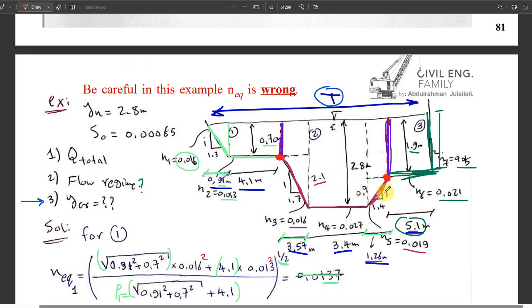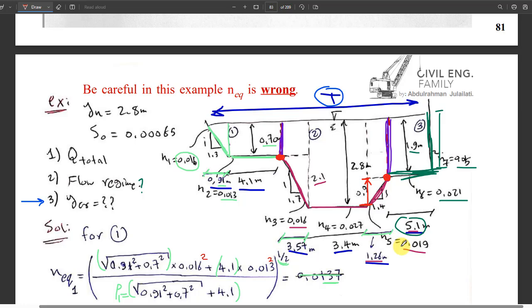So first we check the lower one, which is this one. How much is the height of this one from the deepest point of the channel? It is 0.9. From the deepest point of the channel up to there, it is 0.9. Okay? So first we have to assume Y critical will be less than 0.9.